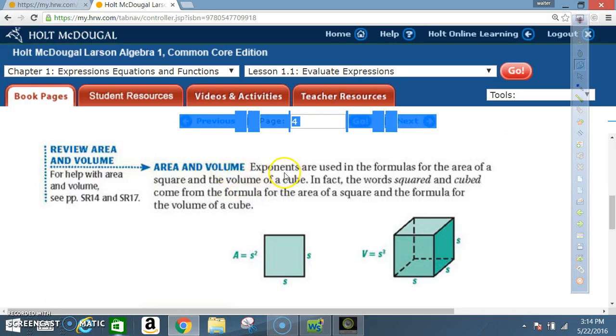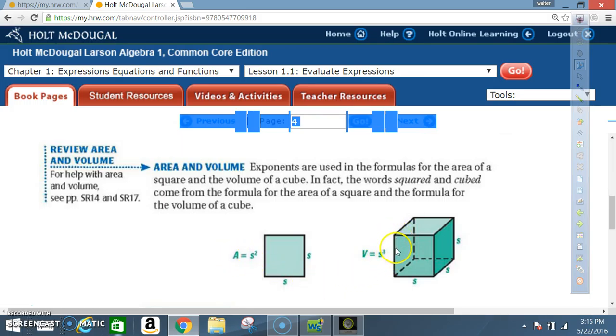Area and volume. Exponents are used in the formulas for the area of a square and the volume of a cube. In fact, the words squared and cubed come from the formula for the area of a square and the formula for the volume of a cube. So here we have our square, and we all know that in a square, all sides are equal. So if you call one side s, that means all the other sides are also called s. Area is length times width. So in this case, it's s times s. So the area is equal to s squared.